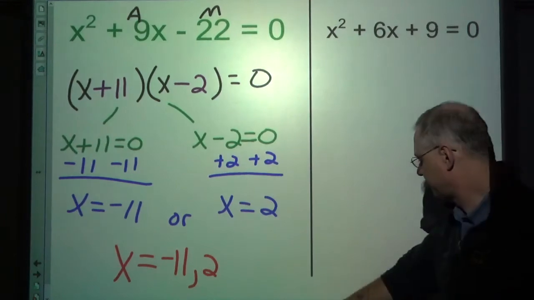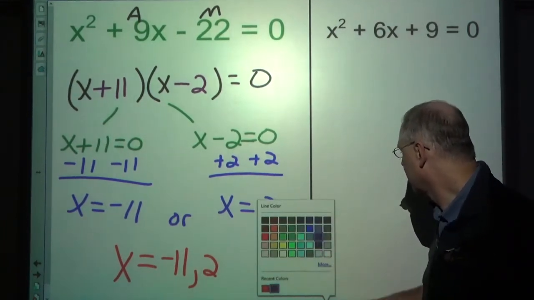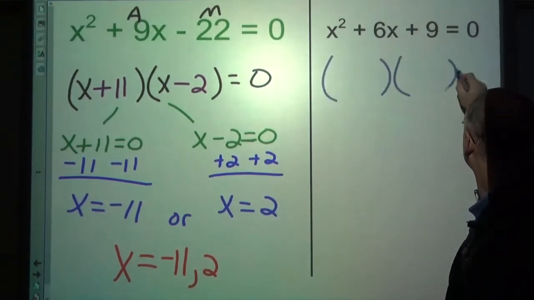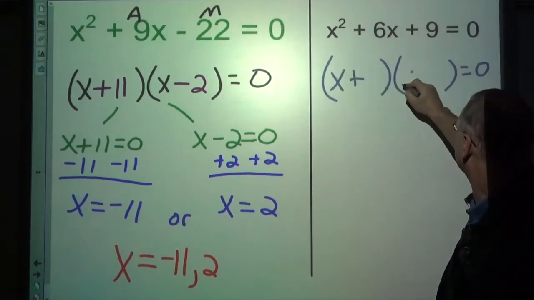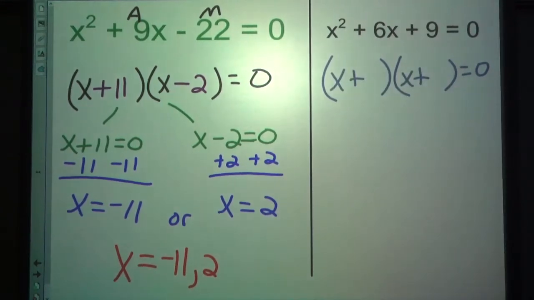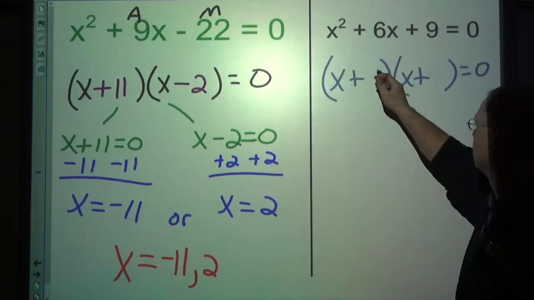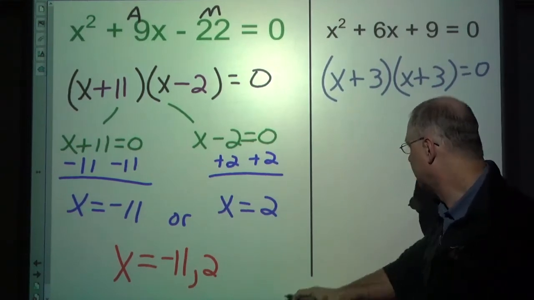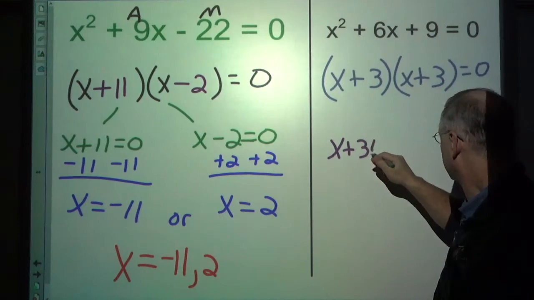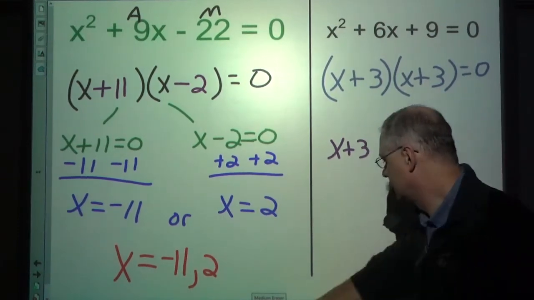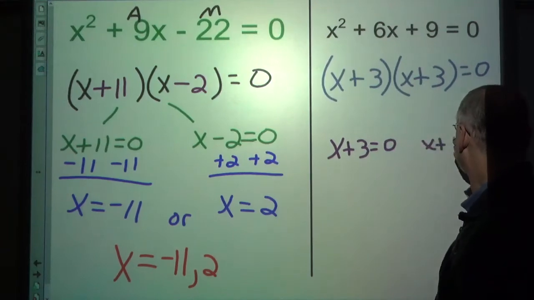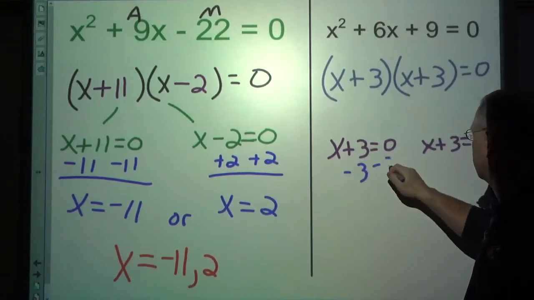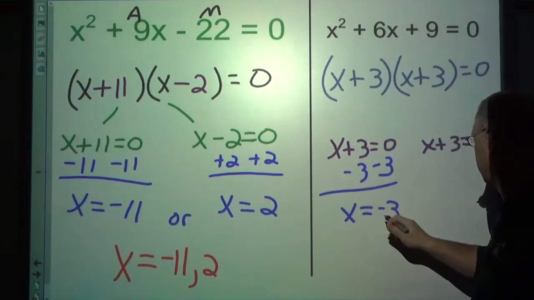Over here, let's see. We're going to need to factor this. X plus, multiplies to 9, adds to 6, 3 and 3. Now I'm going to set each of these equal to 0 and solve. All right, subtract 3, x equals -3.